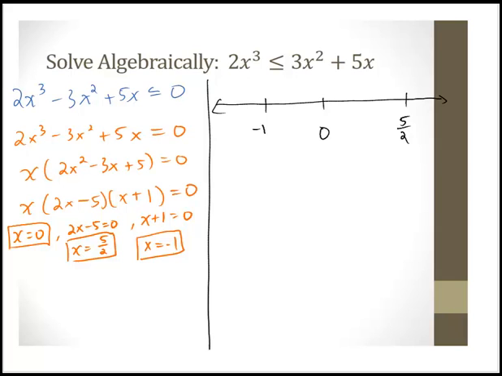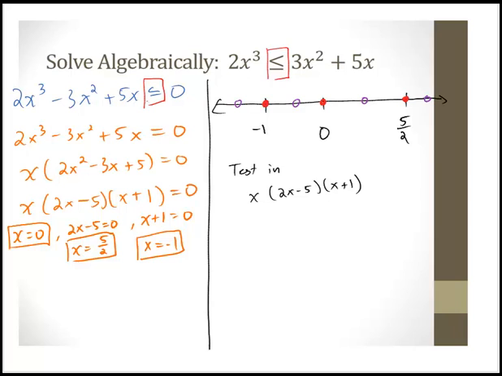And now I'm going to test in each of these 4 intervals. I pick a number in each of those 4 intervals, and I'm going to test into the easiest form to work with, which I think is the factored form. So I'm going to test in x times 2x minus 5 times x plus 1. And I really should have solid points at negative 1, 0, and 5 halves, because my inequality is an or equal to inequality.